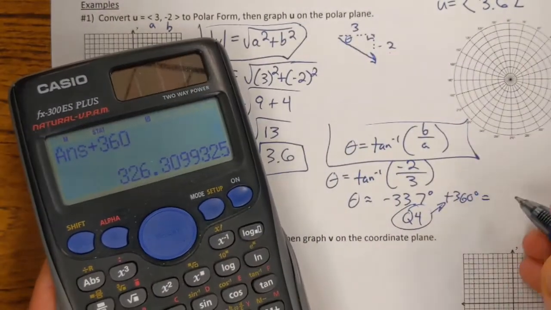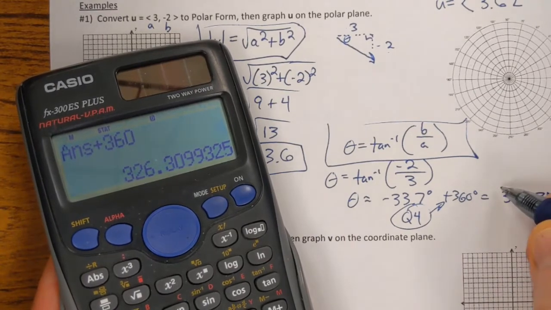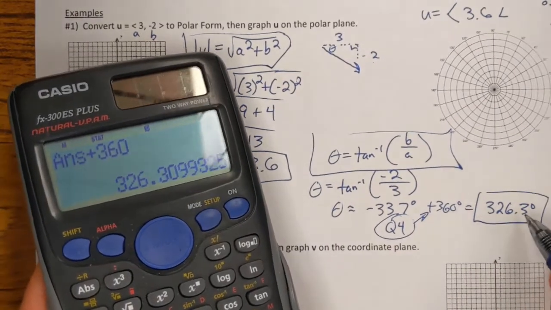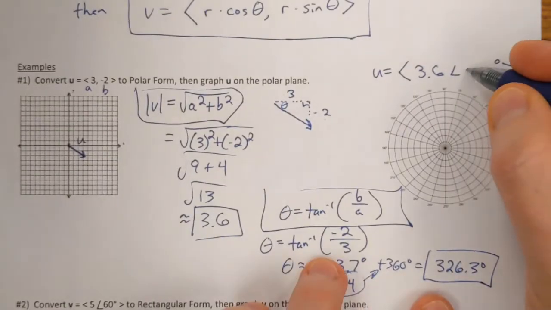And this is kind of similar to finding coterminal angles, if you recall. But this is the answer that I want. This is the answer that makes sense, 326.3 degrees. So this is my answer.